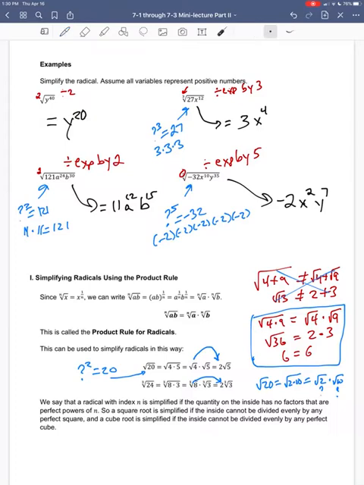What we say in general then, a radical with index n is simplified if the quantity on the inside has no factors that are perfect powers of n. Now, what do I mean by that? A square root is simplified if the inside cannot be divided evenly by any perfect square. And a cube root is simplified if the inside cannot be divided evenly by any perfect cube. So here for the square root of 20, I would say, is there a perfect square that goes into 20? Well, yeah, 4. So I have to divide by that 4. I have to get rid of that. Is there a perfect cube that goes into 24? Well, yes, 8. So I split it up in that way.